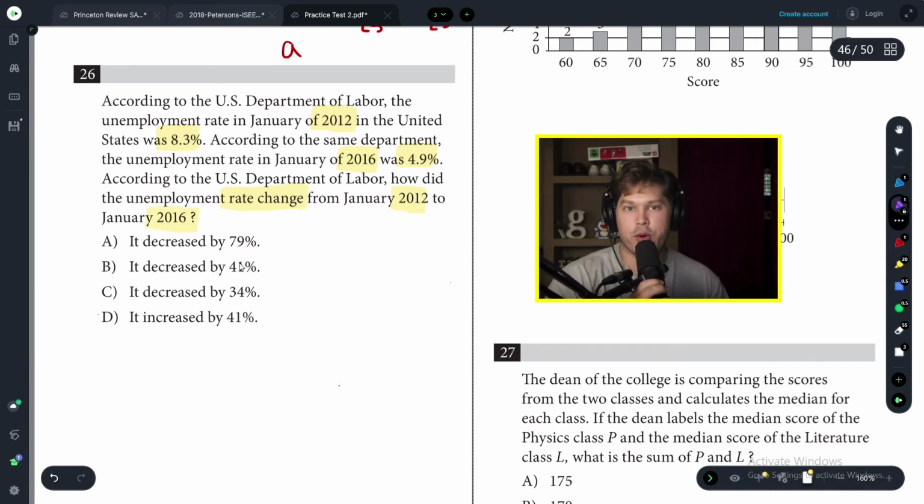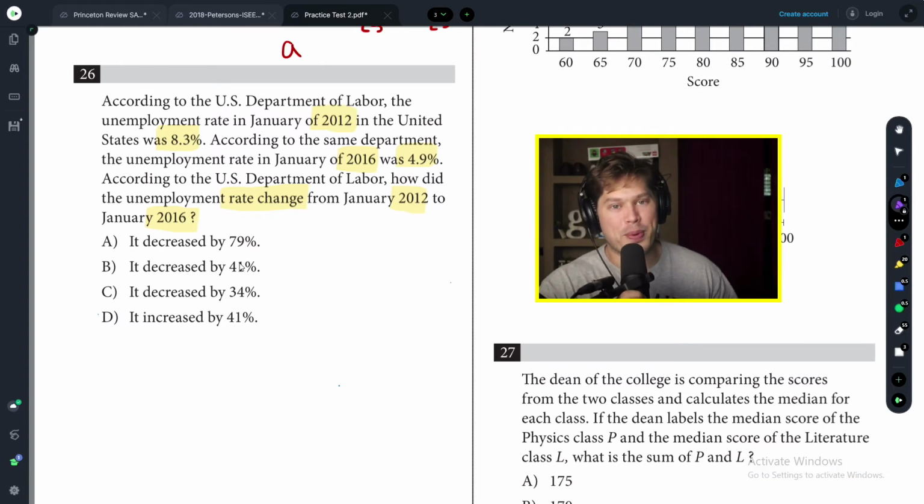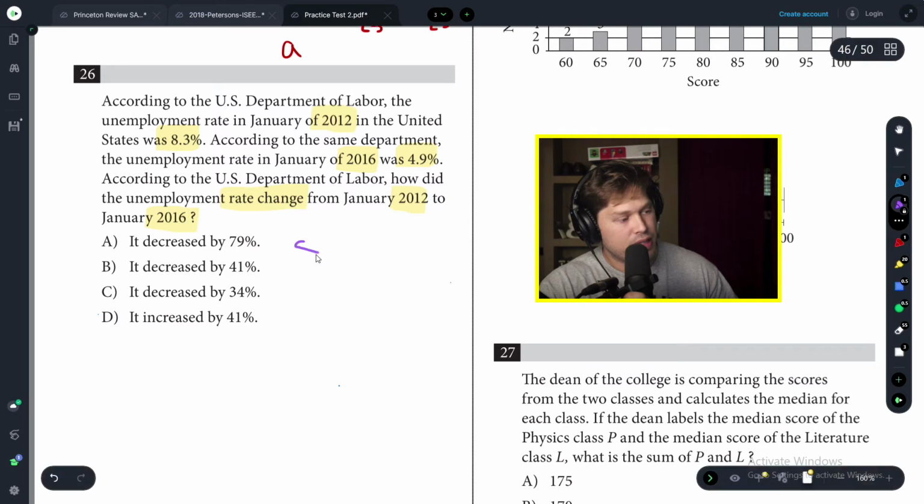Okay, so this is, of course, going to be a proportion problem. This proportion is, it was 8.3%, so that can represent 100, and then it dropped.